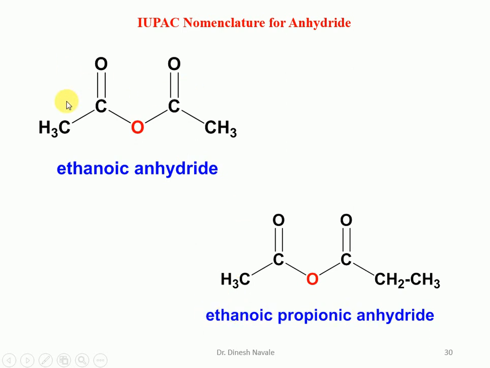For symmetrical anhydride, we are going to utilize the name only once. For unsymmetrical anhydride, we have to utilize both the acid containing groups. So it is the ethanoic, it is the propionic, so it is ethanoic propionic anhydride.